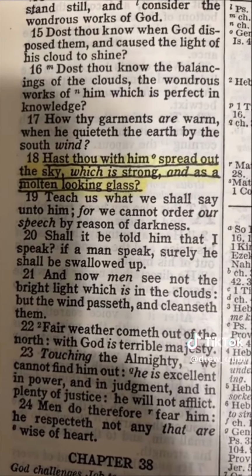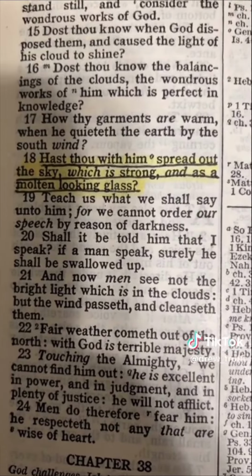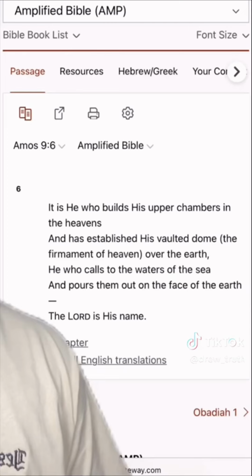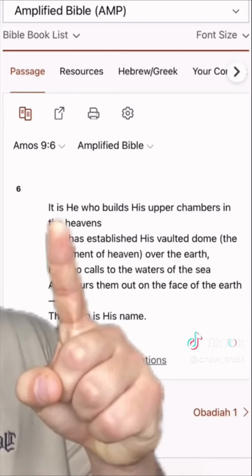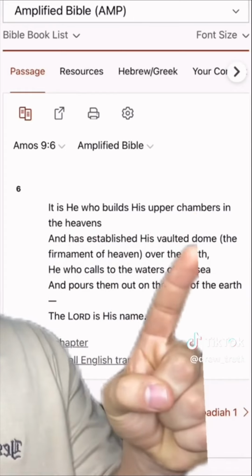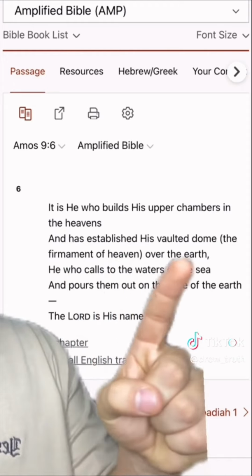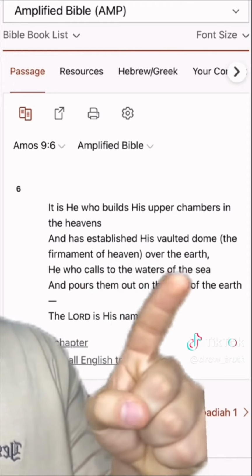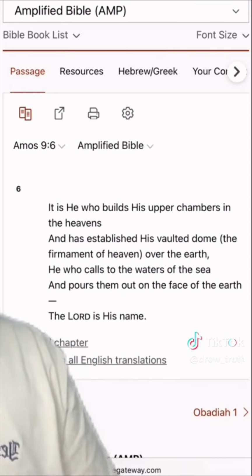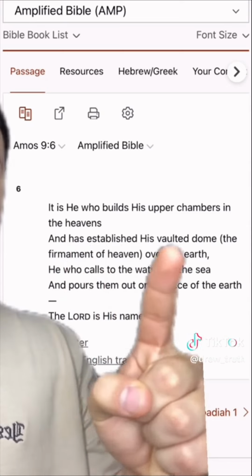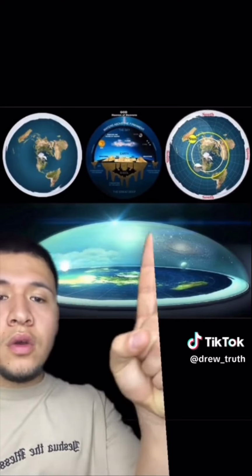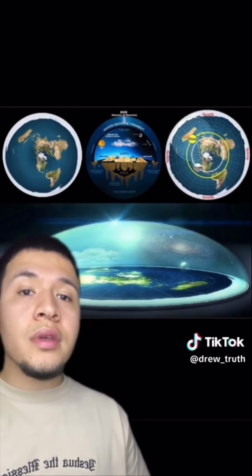Job 37:18, hast thou with them spread out the sky which is strong and as a molten looking glass. Amos chapter 9 verse 6, it is he who builds his upper chambers in the heavens and has established his vaulted dome, the firmament of heaven, over the earth, he who calls to the waters of the sea and pours them out on the face of the earth, the Lord is his name. Has established his vaulted dome over the earth. So God has founded his vaulted dome over the earth, which is referring to God's firmament.